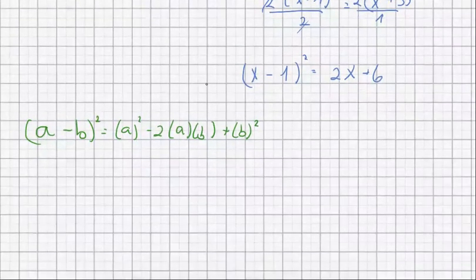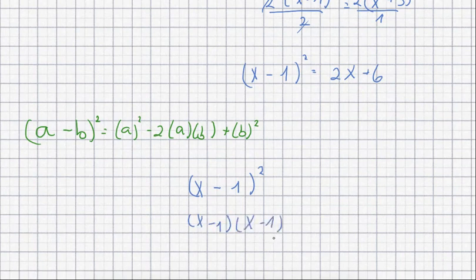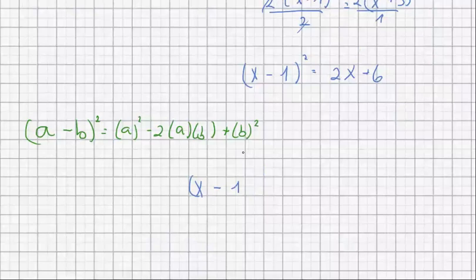Now, if you don't remember it, what does it mean? (X minus 1) squared just means x minus 1 times itself, x minus 1. So you can always do that and ignore this rule. You would just multiply the whole thing out. Let's do it. X minus 1 times itself equals 2x plus 6.